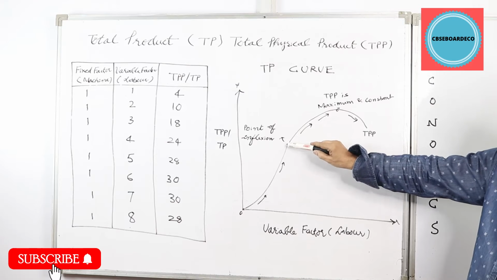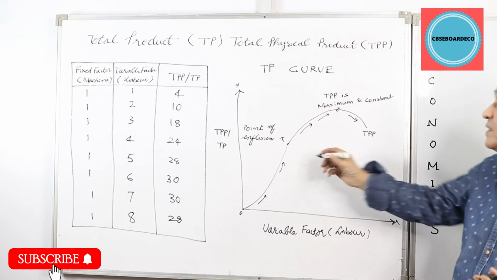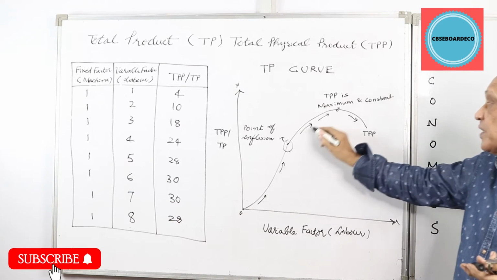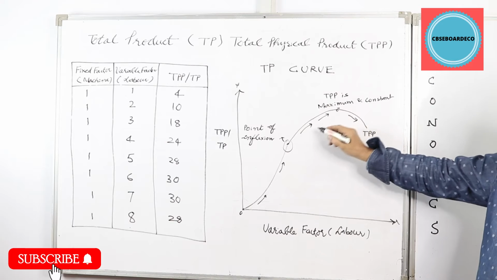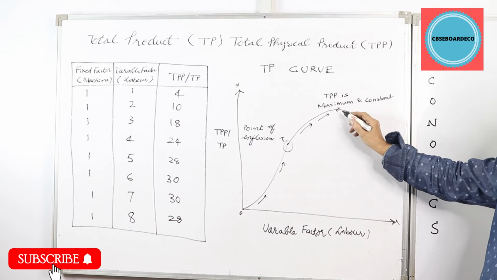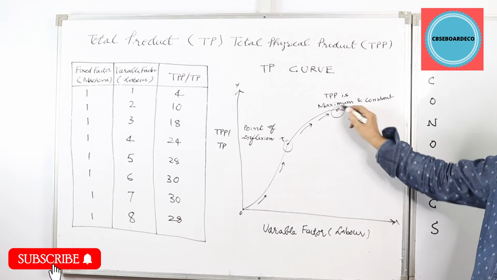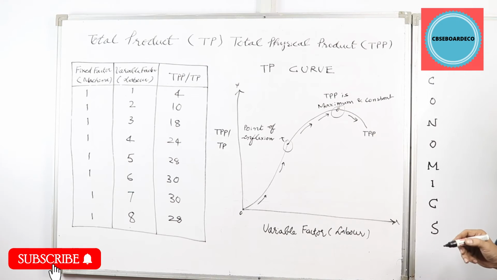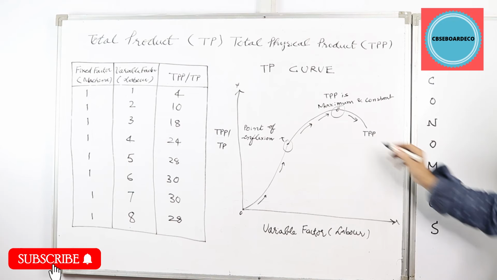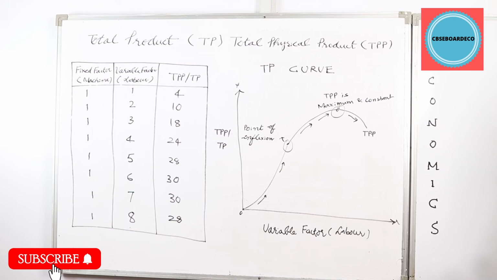From this point of inflection, the TPP is increasing, of course at a diminishing rate. Then TPP reaches the maximum point, that is maximum and constant. After that TPP declines, TPP is falling down, total physical product.